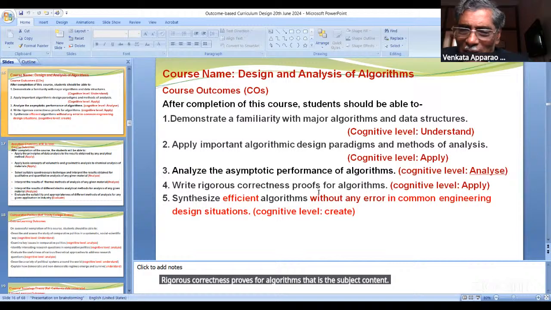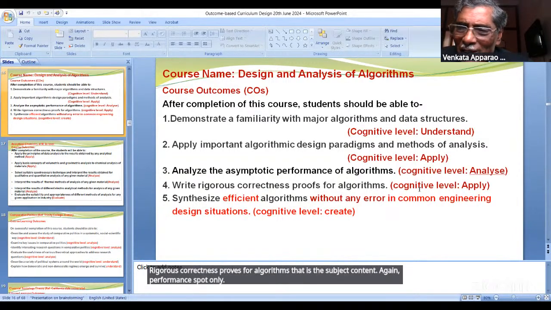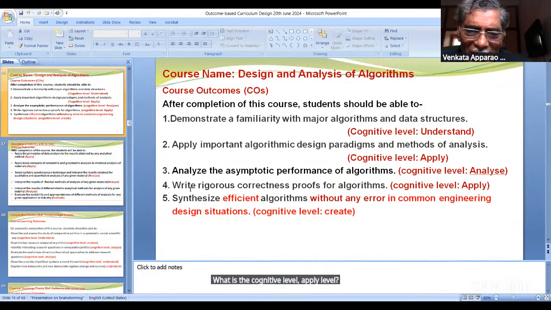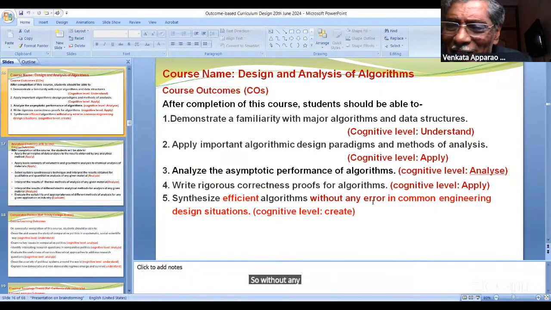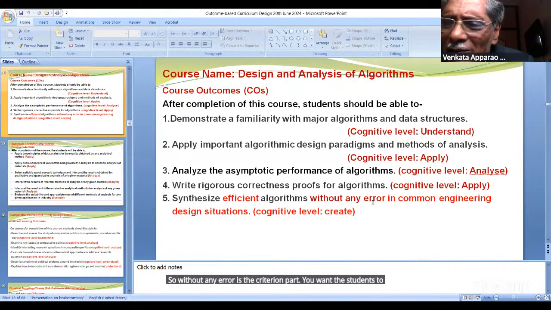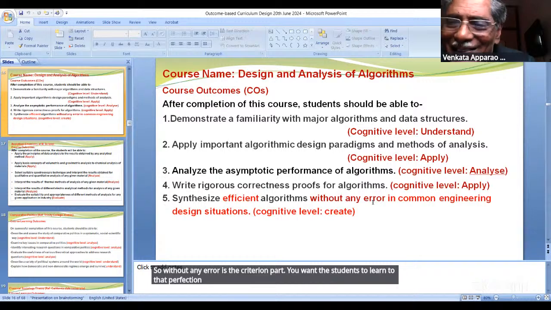Again, performance part only. What is the cognitive level? Apply level. You see, fifth CO, synthesize efficient algorithms without any error. That means quality parameter has come in. So without any error is the criterion part. You want the students to learn to that perfection. Then you write this without any error.